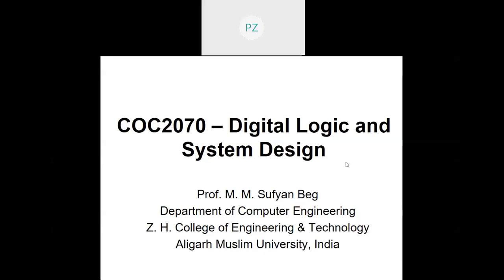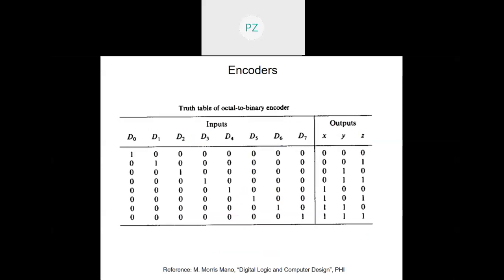In the previous lecture, we had seen decoders and demultiplexers. Today, we will see encoders and multiplexers, which are just the reverse of a decoder and demultiplexer, respectively. So, let us begin with encoders.